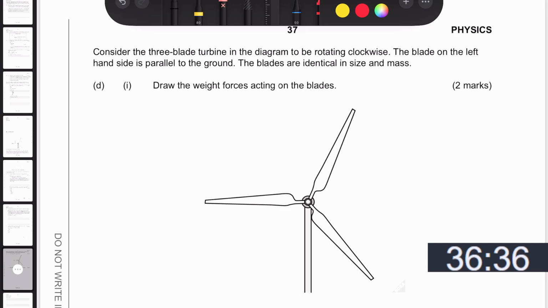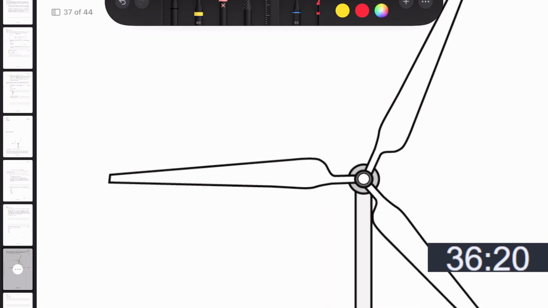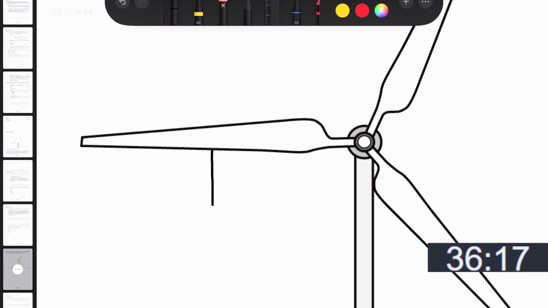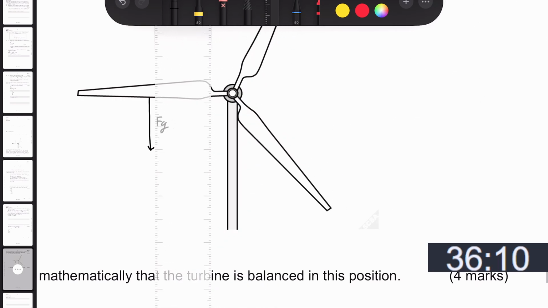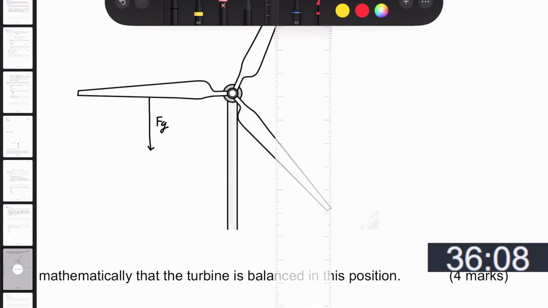Consider the 3-blade turbine in the diagram to be rotating clockwise. The blade on the left-hand side is parallel to the ground. The blades are identical in size and mass. Draw the weight forces acting on the blades. Parallel to the ground, so this one will be like here for G. Let's see, how big did I draw that? About 3. So I need to find the midpoint of here, which is about there, I think.